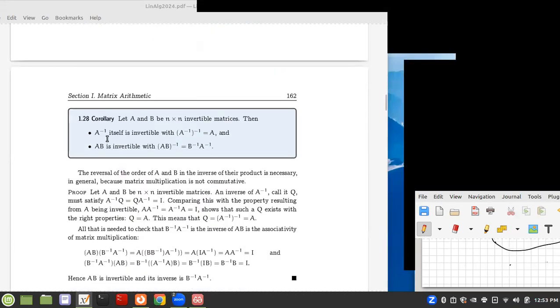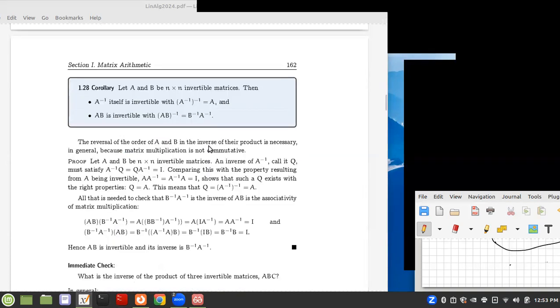Yeah, here's the, see, A inverse itself is invertible with A inverse inverse equals A. So here's the proof of this fact. And then AB is invertible with AB inverse equals B inverse A inverse. So here's the proof of both of these facts laid out more carefully written out than I've said it in words verbally. Okay, so just this little paragraph here is the proof that these are true.